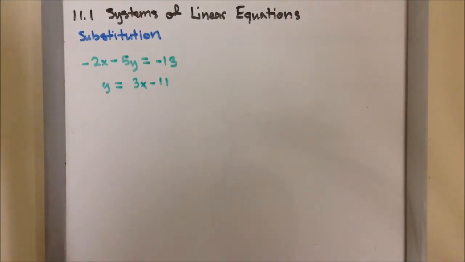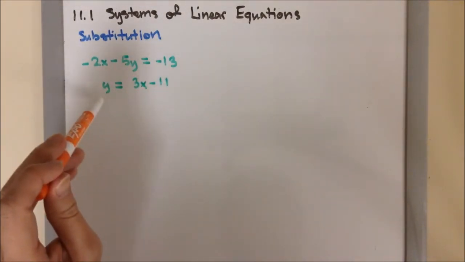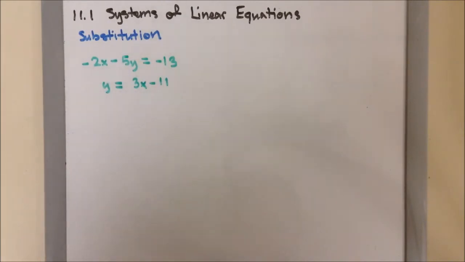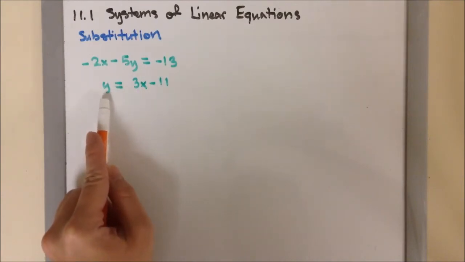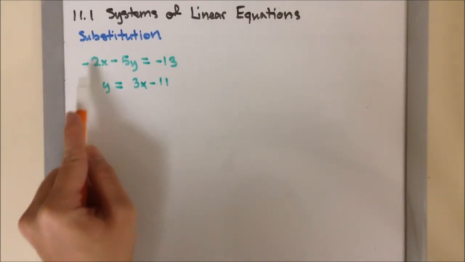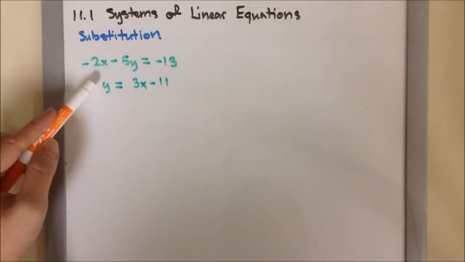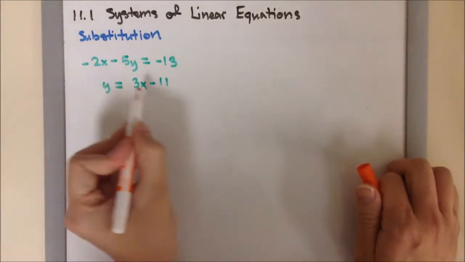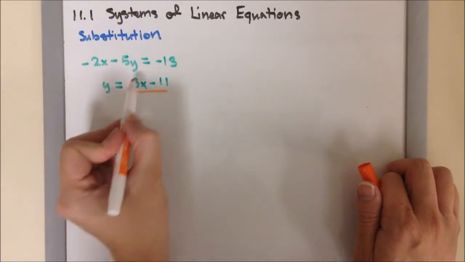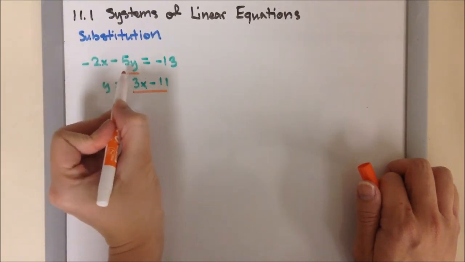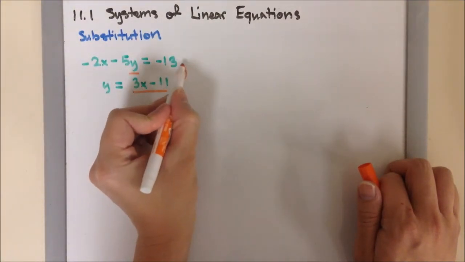So we have negative 2x minus 5y equals negative 13. And our second equation is y equals 3x minus 11. What's great about this example is that in one of your equations, you have a variable that's isolated by itself with a coefficient of an invisible 1. So when that happens, the expression 3x minus 11 will be plugged into the y of the other equation. So the second equation will go into the first.